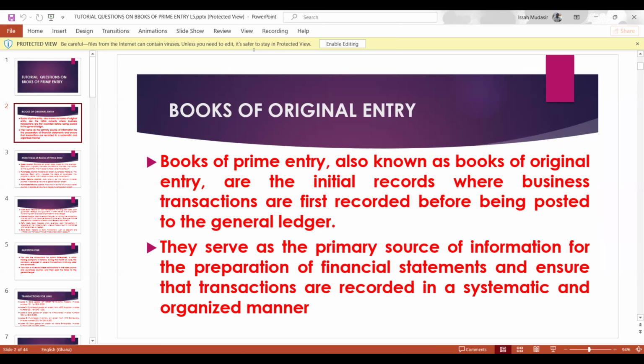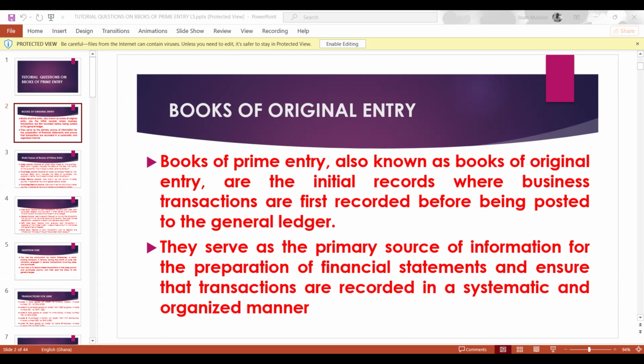Today we are looking at books of original entry. I think we had a feel of that discussion last week. Today we want to zoom into the issues more and more. Books of original entry. When we say books of original entry, what do we mean?